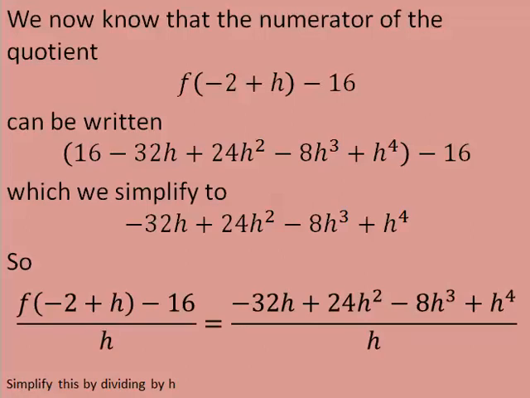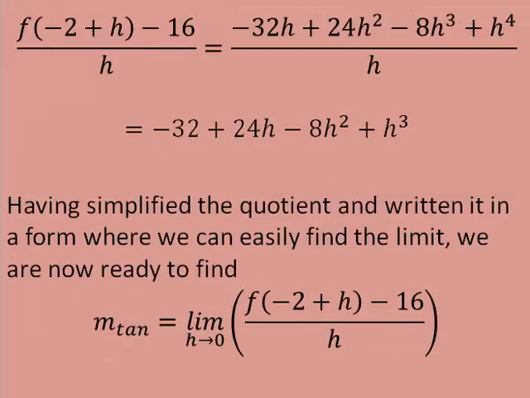So I can write the quotient, f of -2 plus h minus 16, all of that divided by h, in this manner. And the only thing left is to divide every single term by h. That's what that fraction means. And for the quotient, I get -32 plus 24h minus 8h squared plus h to the third power. And so we're now ready to take the limit.